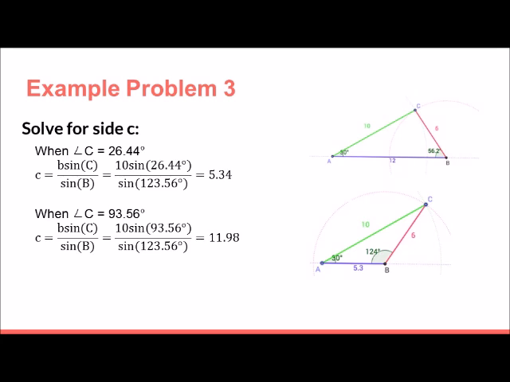With some help from our law of sines, we can again solve for our side C. When angle C equals 93.56 degrees, our side C equals 11.98. When our angle C equals 26.44 degrees, however, our side C equals 5.34. With our various sides and angles, we can come up with two different triangles that would look something like this.